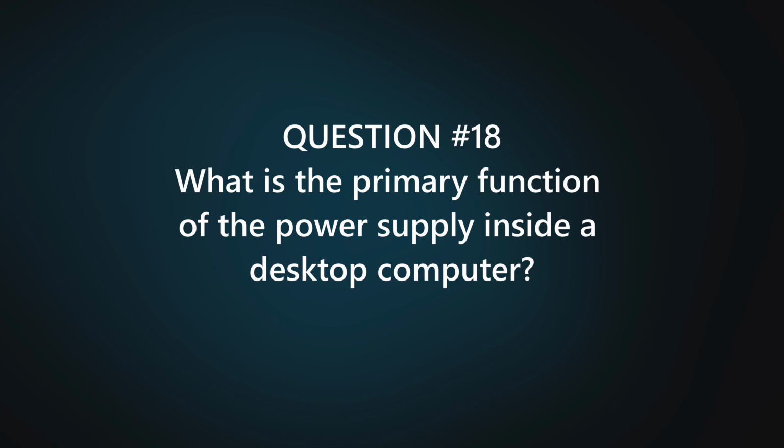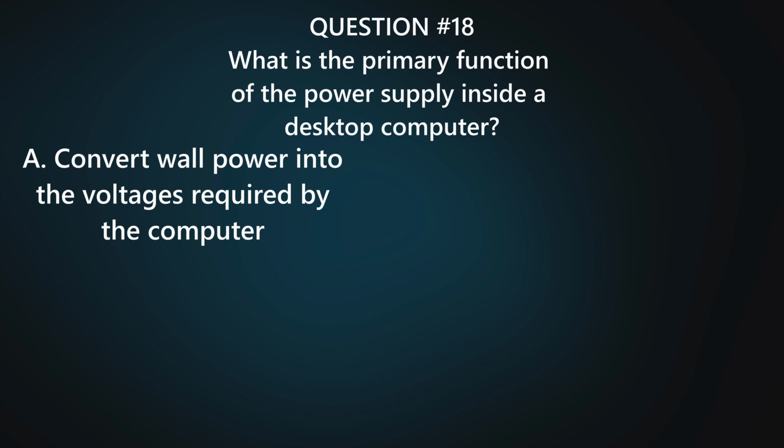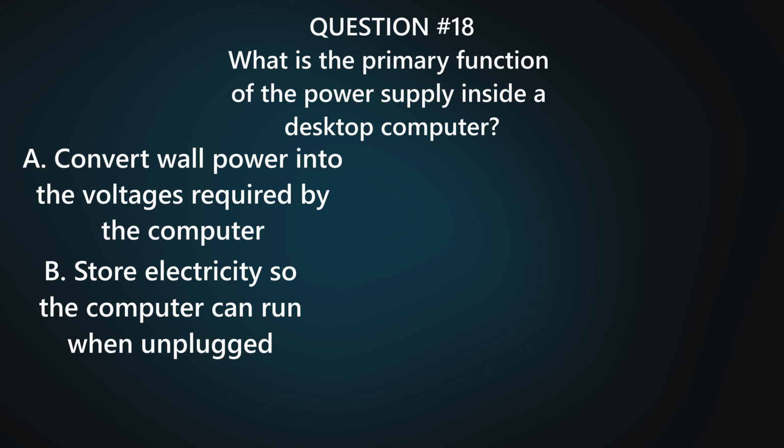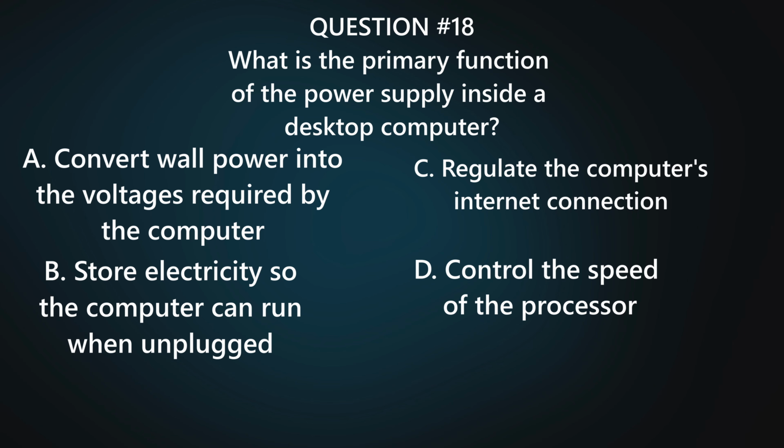Question 18. What is the primary function of the power supply inside a desktop computer? A. Convert wall power into the voltages required by the computer. B. Store electricity so the computer can run when unplugged. C. Regulate the computer's internet connection. D. Control the speed of the processor.